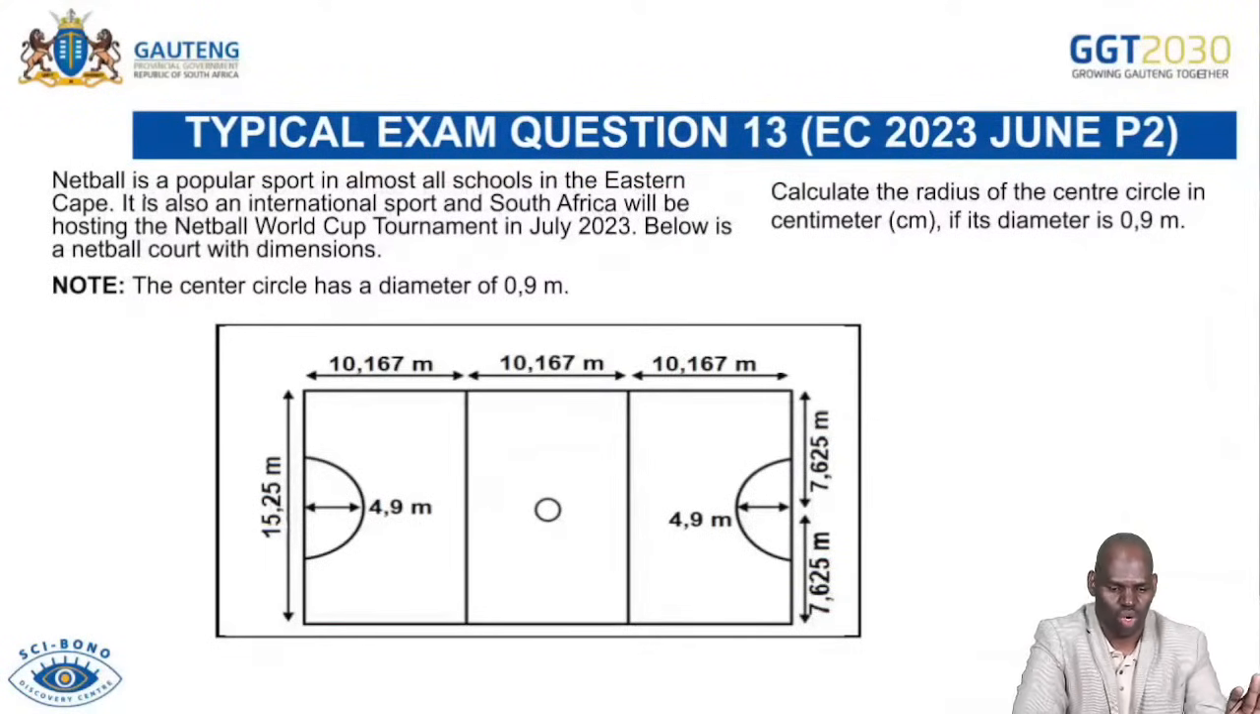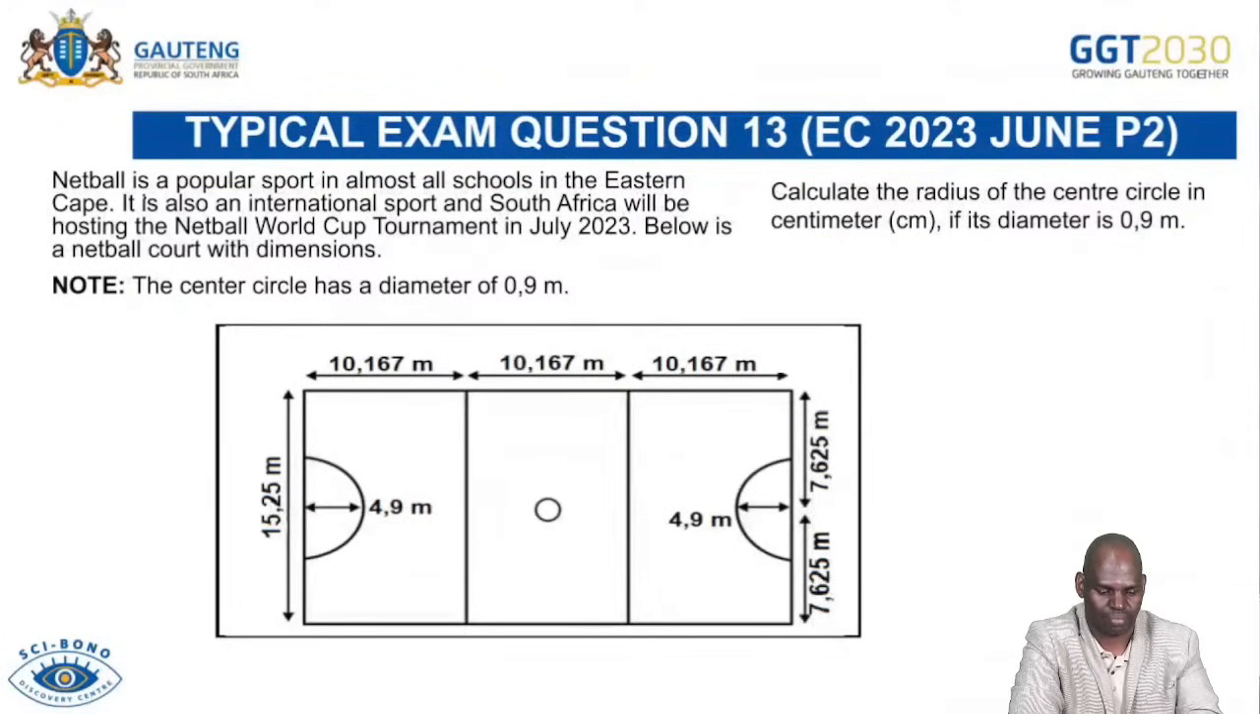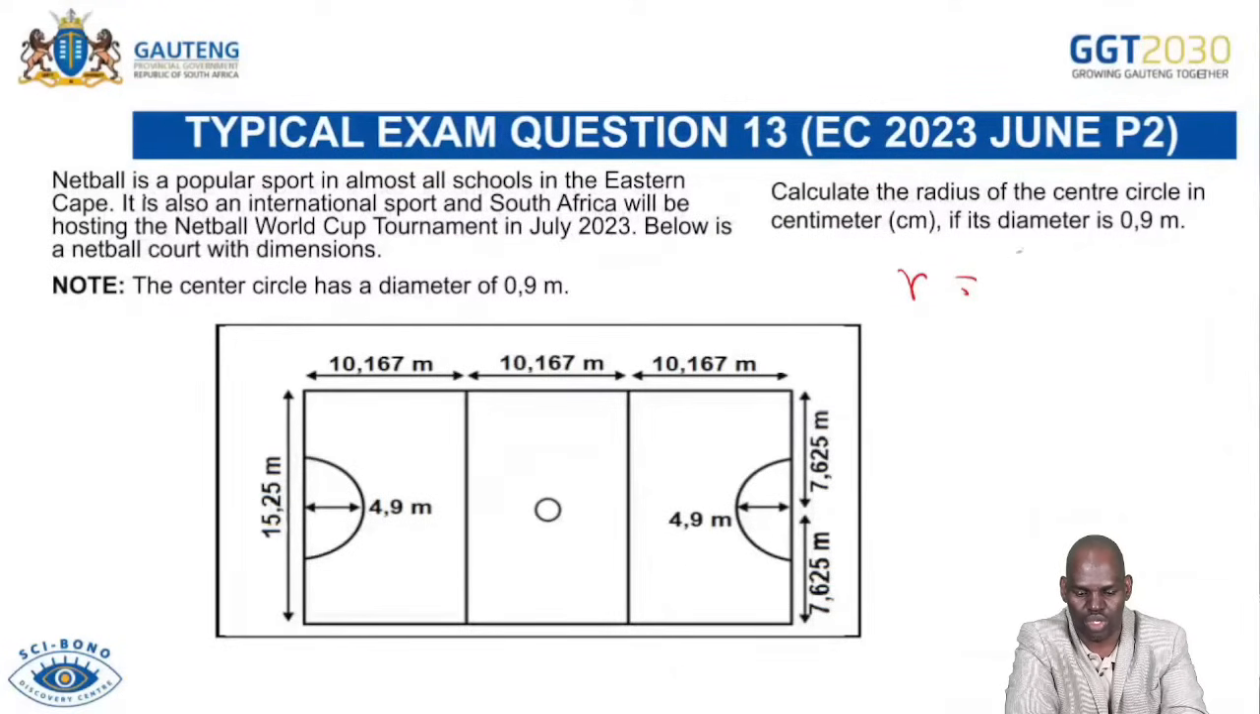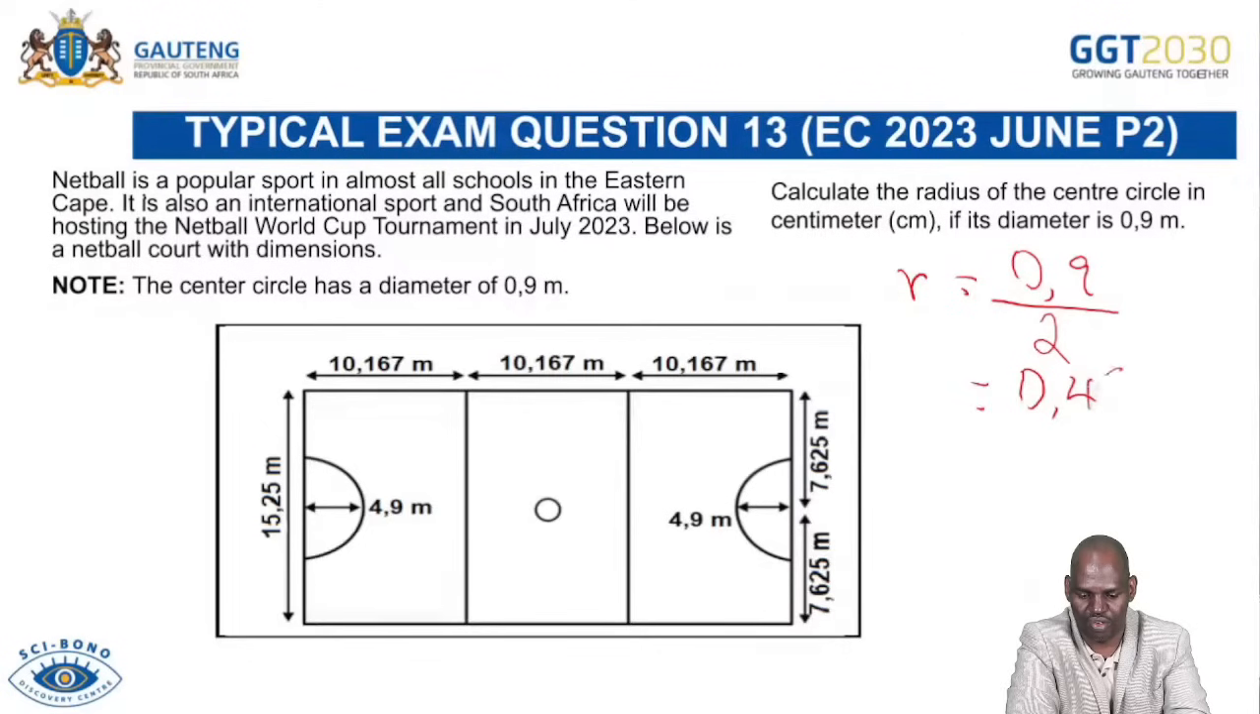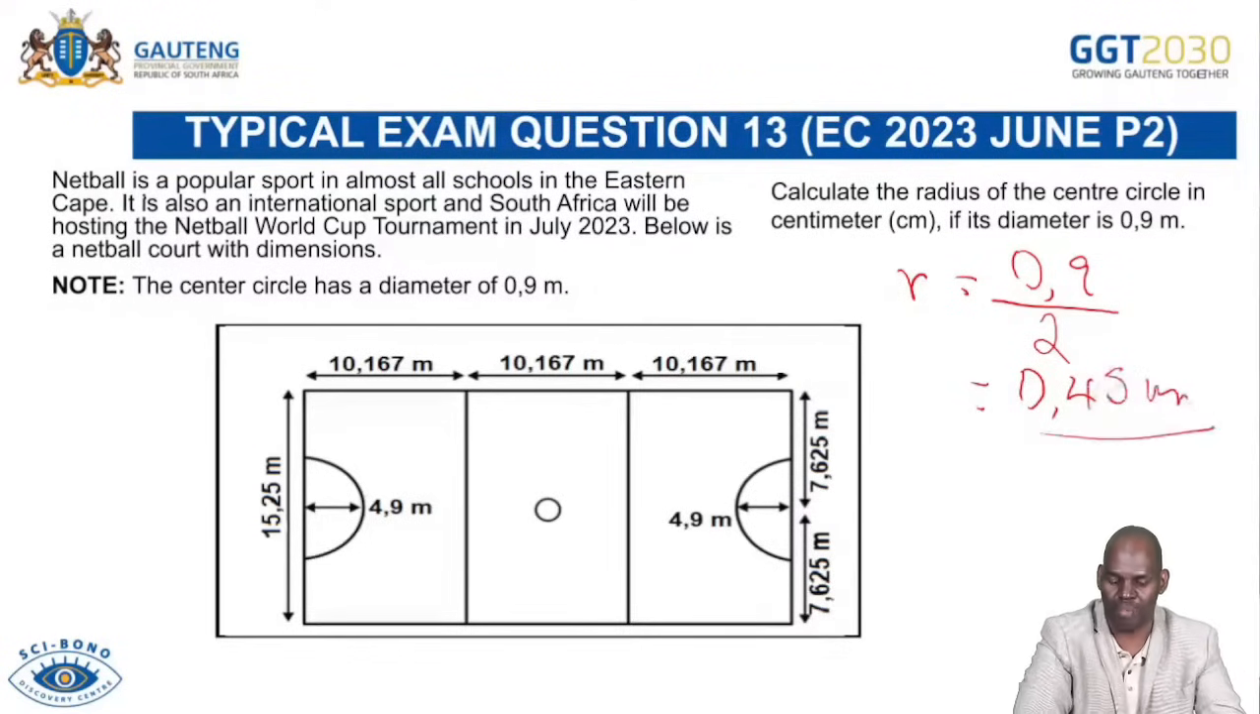So the next question, based on the very same information, they say calculate the radius of the center circle in centimeters if its diameter is 0.9. Remember, the diameter is given as 0.9, so the radius will be 0.9 divided by 2. If you say 0.9 divided by 2, then you get 0.45. Then that is meters.